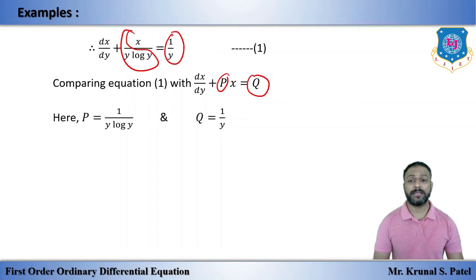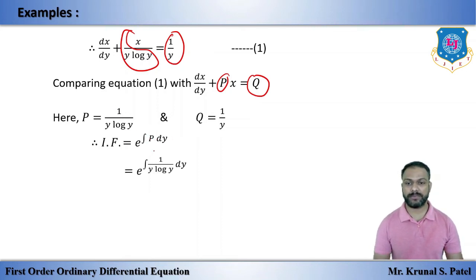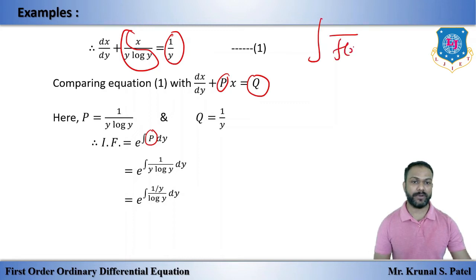Now what is the IF for this method? So we have IF is equal to e raised to integral p dy, because this is in terms of y. So we will put the value of p. Now by putting the value of p, how can we integrate this? So we can take y to the denominator, so we have 1 by y and log y as it is, so we can use this formula. Function is in the denominator, differentiation of function is in the numerator, so we can use log of this. Okay, this is our formula.